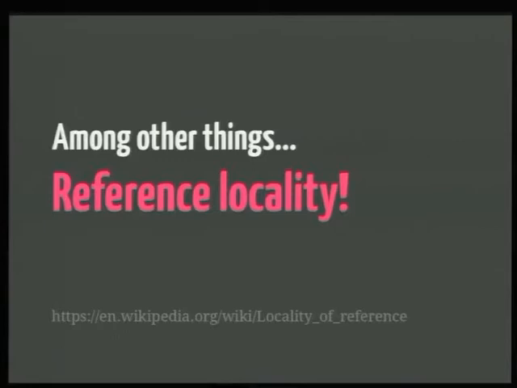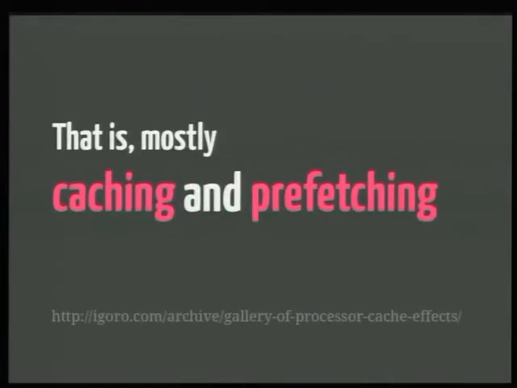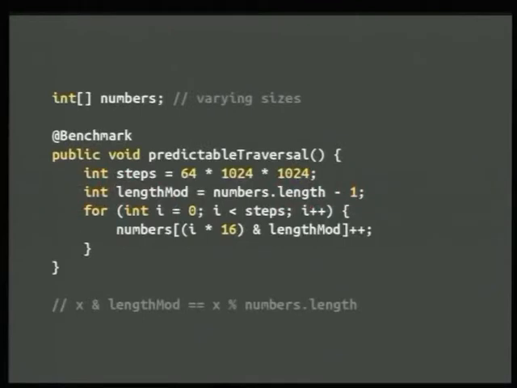If not, your performance goes down through the floor. So what it boils down to directly, the principle of locality, is caching and prefetching. And there's a nice article explaining a lot of cache effects using C#, which is fairly similar to Java. So, there's a nice way to show how caches work.